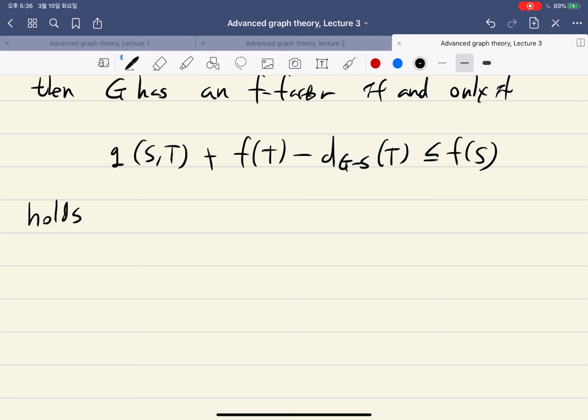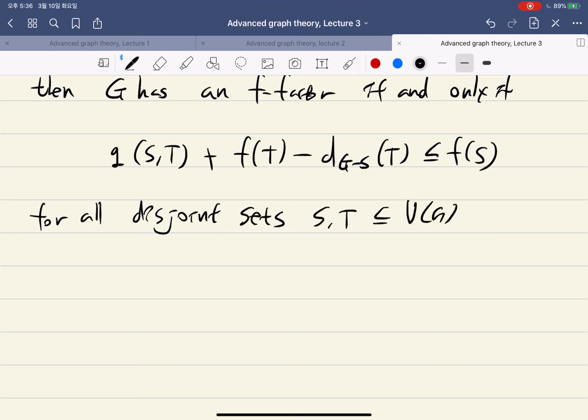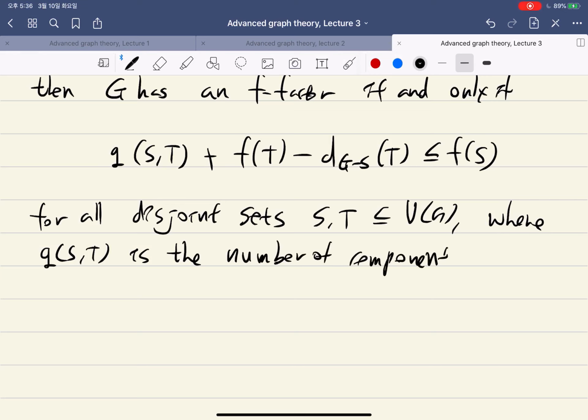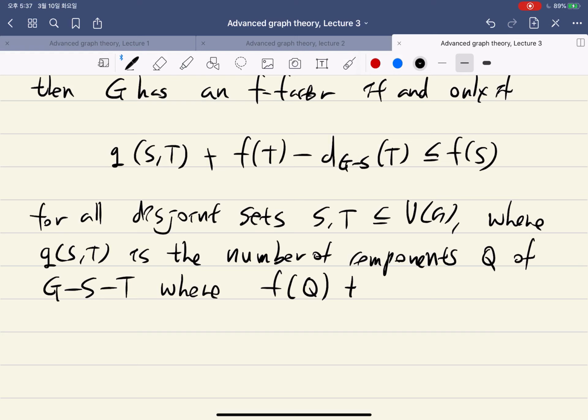holds for all disjoint vertex sets S, T, where this q(S,T) is the number of components Q of G minus S minus T where the sum of all f values of the vertices in Q plus the number of edges in G between Q and T is odd.